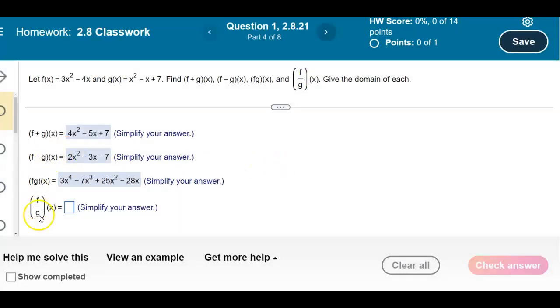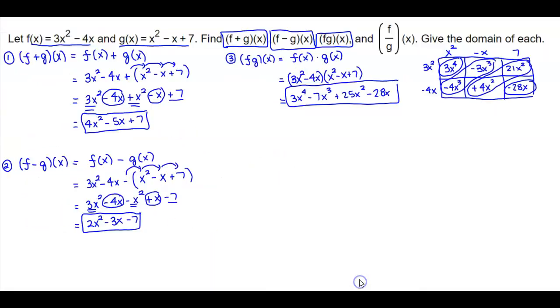Now we want to find f divided by g of x. So let's do that. So for step number 4, let's go ahead and do that. We have the definition f over g of x. And so what that means is you're taking the function f of x and then you're dividing it by g of x. Okay, so f of x is the function 3x squared minus 4x, and then you're dividing that by x squared minus x plus 7.